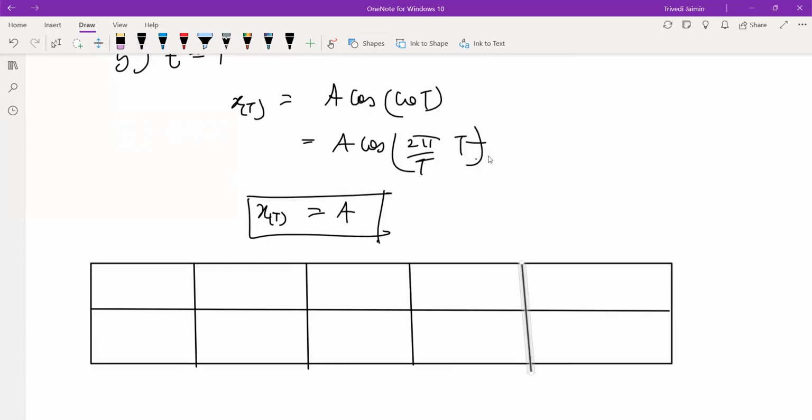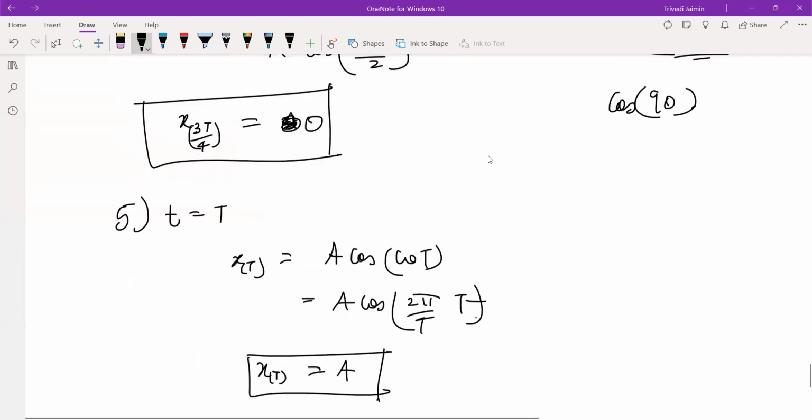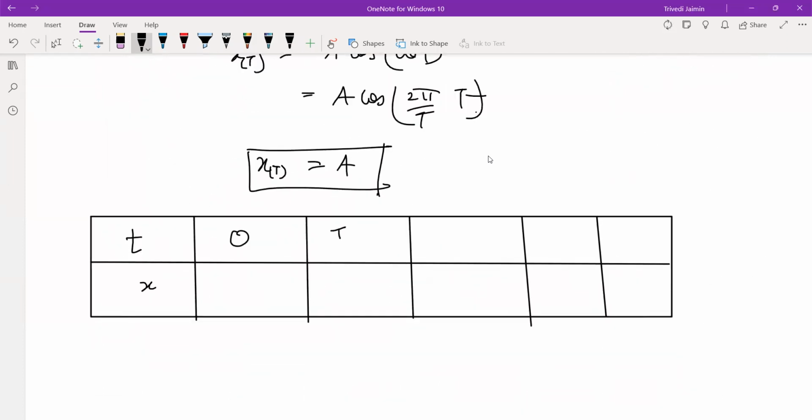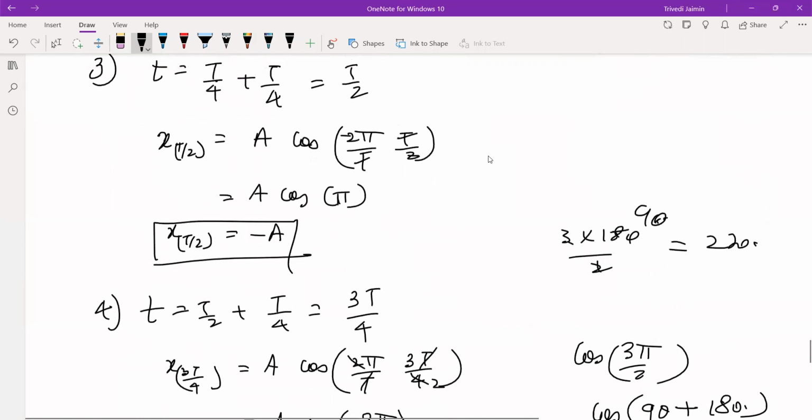Okay, my lines are going cross. So T and displacement, when it was 0, what are the values we got? Let's write this first, T. We took 0, T by 4, then T by 2, 3T by 4, and last one T. So here it is A, this one also A, and T by 2 it is minus A. T by 4 and 3T by 4, 0 and 0.